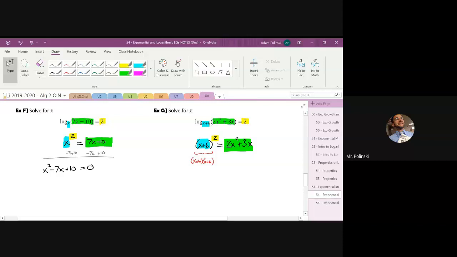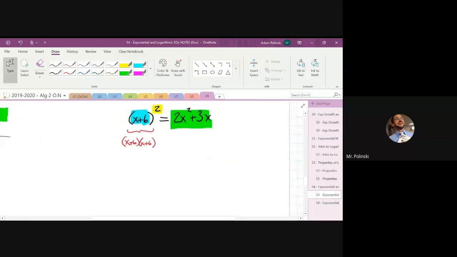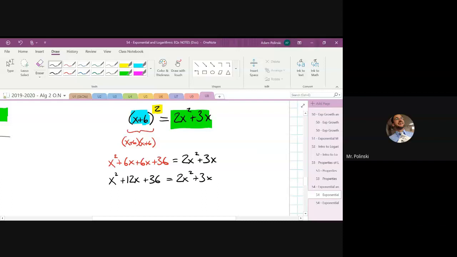Well, (x + 6) times (x + 6), that's just a bunch of distributive property. So we're going to get x² + 6x + 6x + 36, still equal to 2x² + 3x. I'm going to go ahead and combine like terms here, giving us x² + 12x + 36 equals 2x² + 3x.